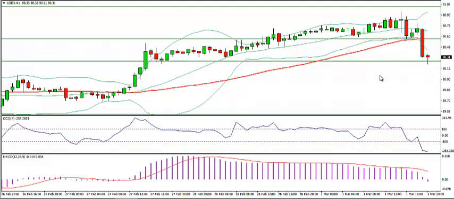That was one of the reasons why I put in the price level at 107.01 on the dollar yen. But anyway, I'll explain the setup here.